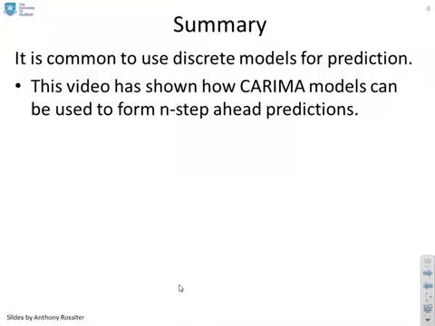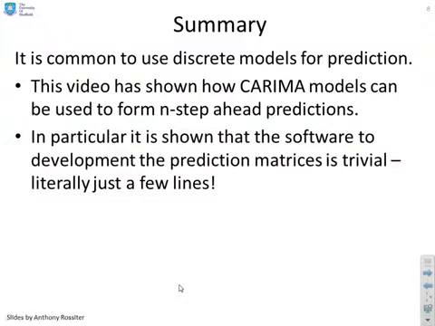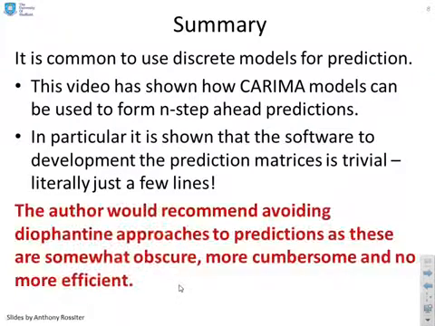So in summary, it's common to use discrete models for predictions, and in this video we've shown how CARIMA models can be used to form n-step ahead predictions, and in particular it's shown that software development for these prediction matrices is trivial, and it's literally just a few lines. Okay? Personally, I would recommend avoiding Diophantine approaches to prediction with a transfer function case, because these are somewhat obscure and cumbersome, and they're not really any more efficient either.